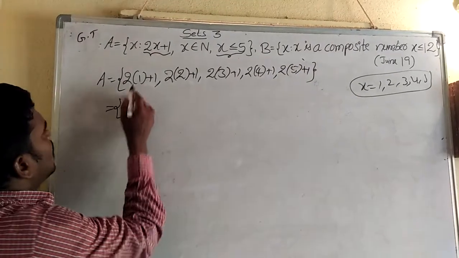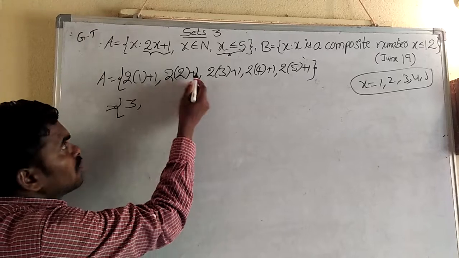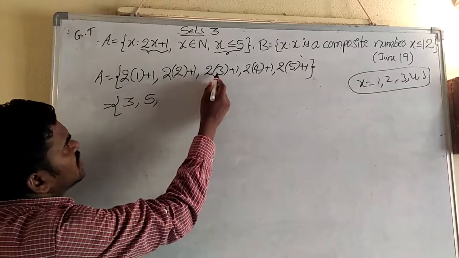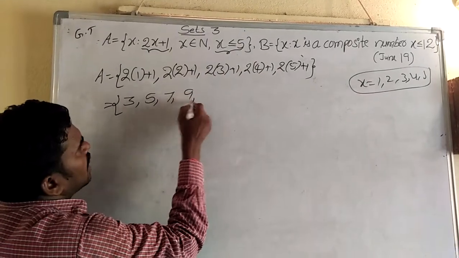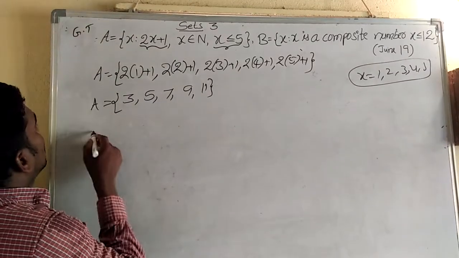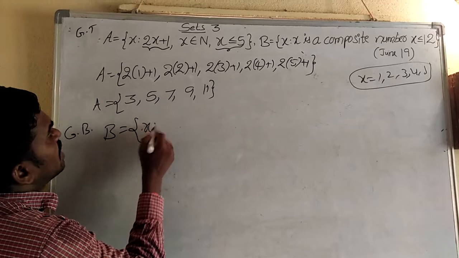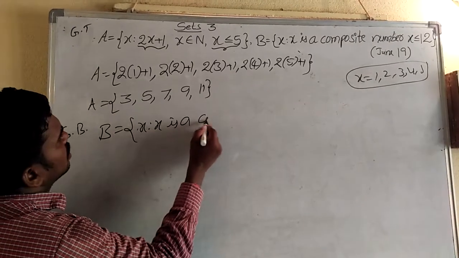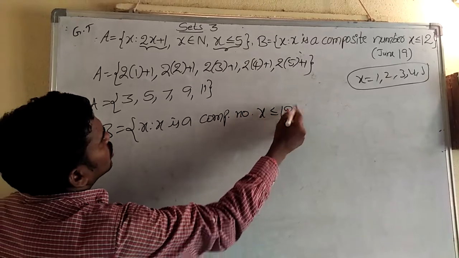And simplify. 2 times 1 is 2, plus 1 is 3. 2 times 2 is 4, plus 1 is 5. 2 times 3 is 6, plus 1 is 7. 2 times 4 is 8, plus 1 is 9. 2 times 5 is 10, plus 1 is 11. This is set A. And what is set B? Given that set B equals, what is given? X such that x is a composite number, x less than or equal to 12.